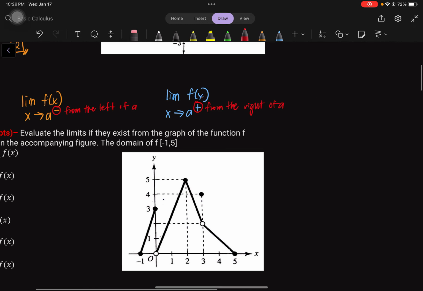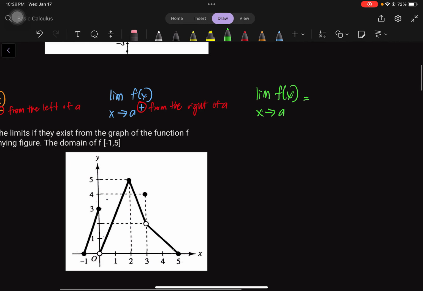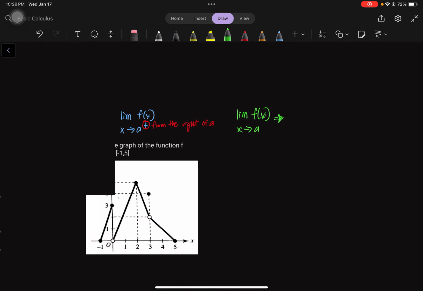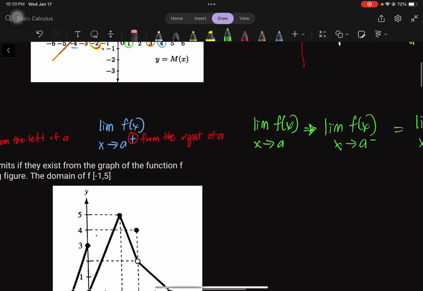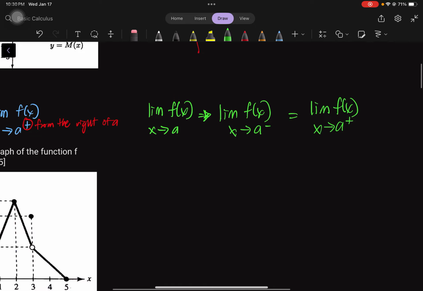And to find their limit, ang f of x na nag-approach talaga kay a, dapat, ano mangyari? Yung limit ng f of x as x approaches a sa left natin ay equal din dapat sa limit ng f of x as x approaches a from the right. Okay? So, equal dapat silang tatlo.